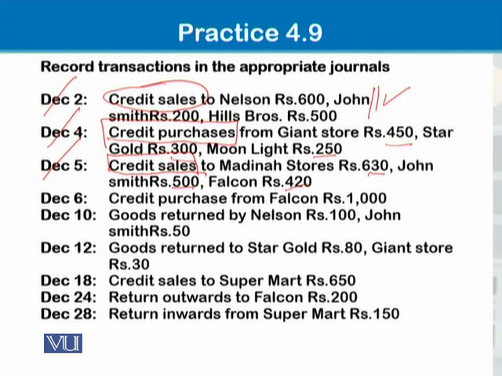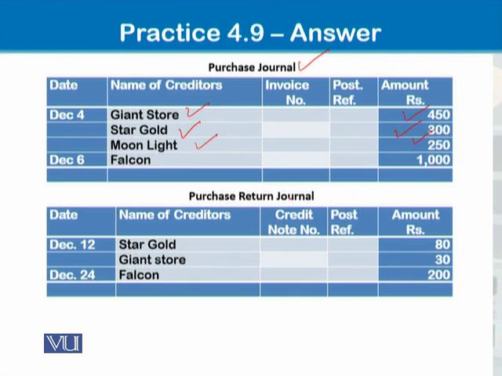Okay. Then comes December 6, credit purchases from Falcon. So credit purchases means it belongs to the purchase journal. Yes, purchase journal. Falcon is our creditor now, and we have purchased goods worth rupees 1000 from Falcon on 6th December.